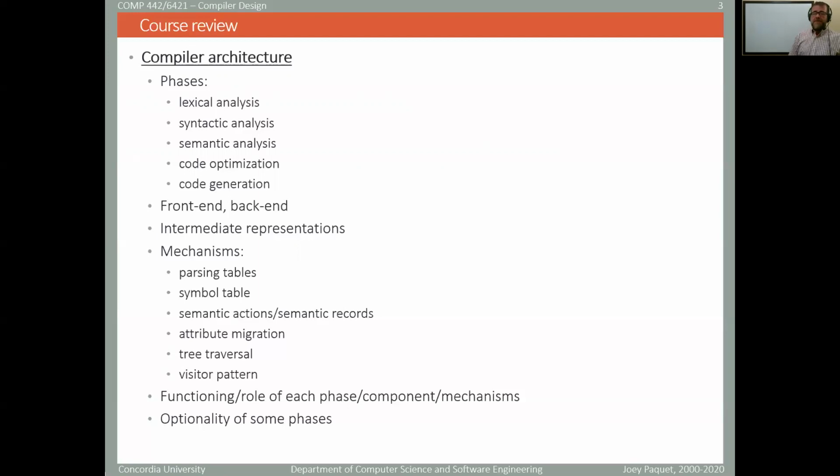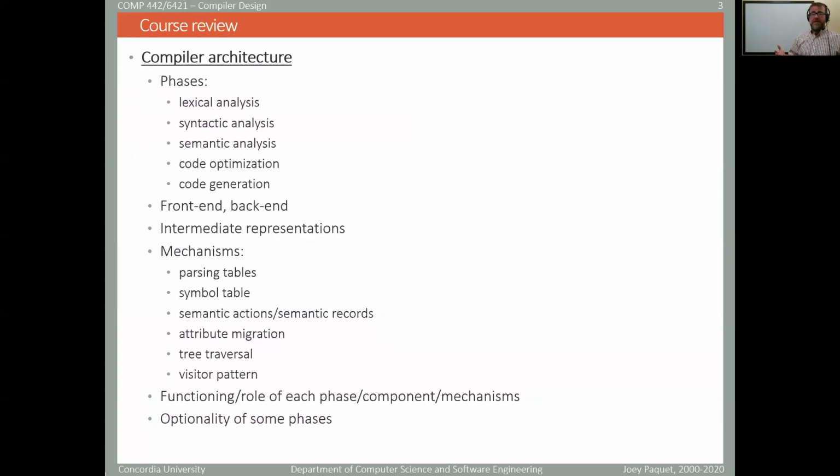So what are the main mechanisms that are used in a compiler? The notion of parsing tables. That's one of the most typical questions that you will certainly have in the final exam. I'm going to come back to these later when we cover the specific details. Then you also have the notion of symbol tables, semantic actions and semantic records, and migration of these semantic records, which is called attribute migration.